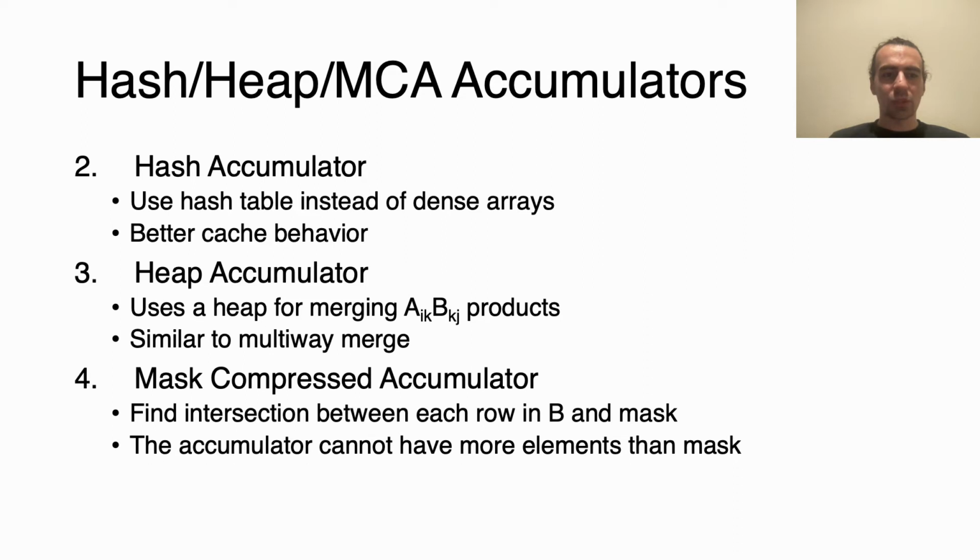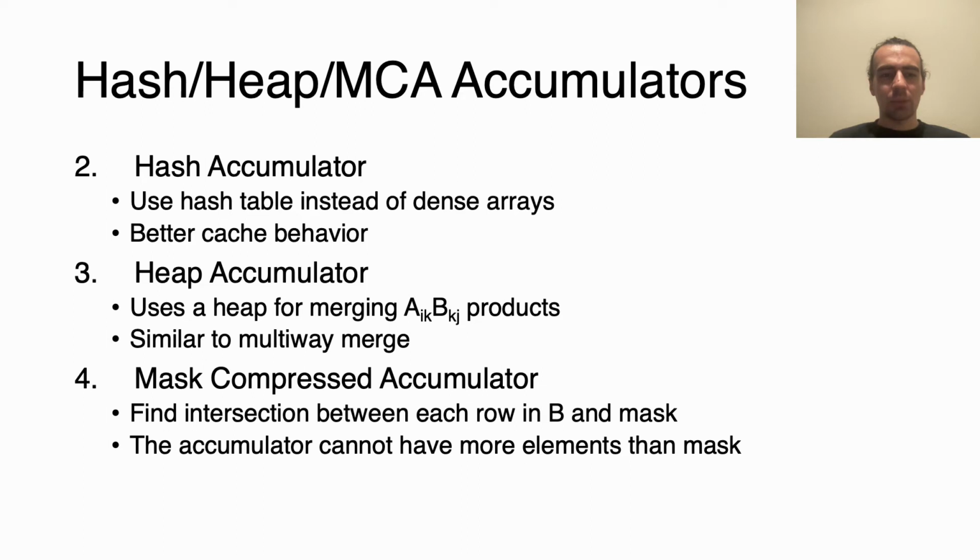In addition to mask sparse accumulator, we have 3 other algorithms. First one of them is hash accumulator. It is very similar to mask sparse accumulator, but it uses hash table instead of dense arrays, and this algorithm has better cache behavior if dense arrays do not fit in cache. Then we have heap accumulator. Heap accumulator uses a heap for merging AIK, BKJ products, and this algorithm is very similar to multi-way merge.